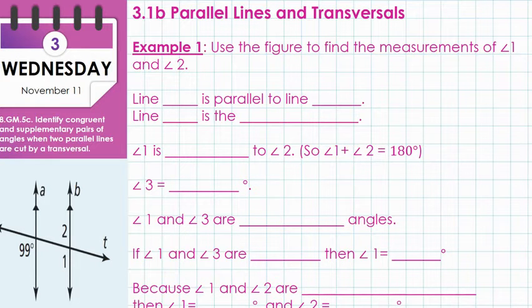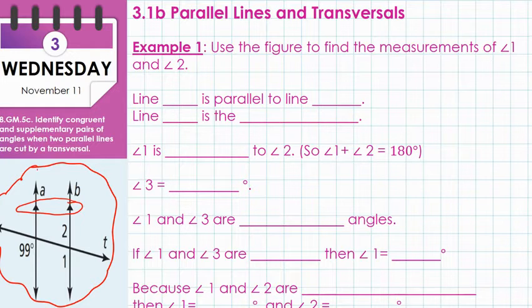So in example 1, it says use the figure to find the measurements of angle 1 and angle 2. So if we look at the picture, it says line blank is parallel to line blank. So if we look at the markings on the two lines, we know that line A is parallel to line B. Line blank is the blank. Line T is the transversal.